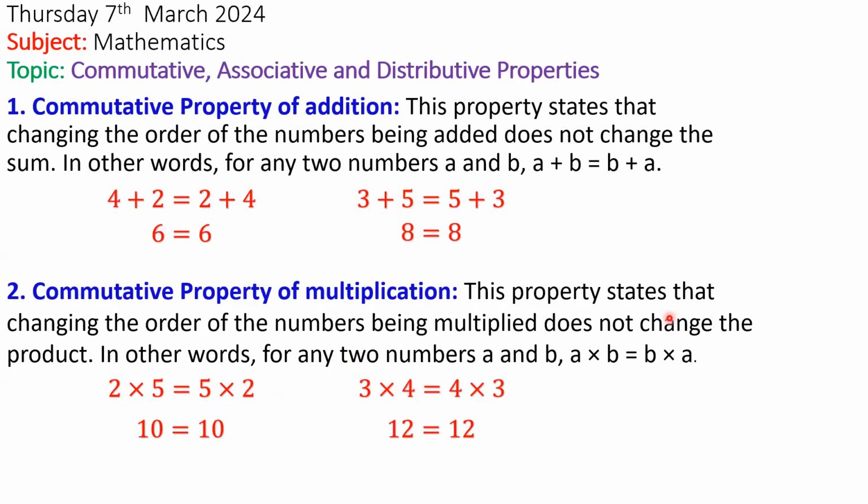Where's Brianna Rule? Can you read the commutative property of multiplication, please? This property states that changing the order of the numbers being multiplied does not change the product. In other words, for any two numbers, A and B, A times B equals B times A. Very good. So changing the ordering doesn't matter, because 2 times 5 is 10, 5 times 2 is 10, 3 times 4 is 12, 4 times 3 is 12.